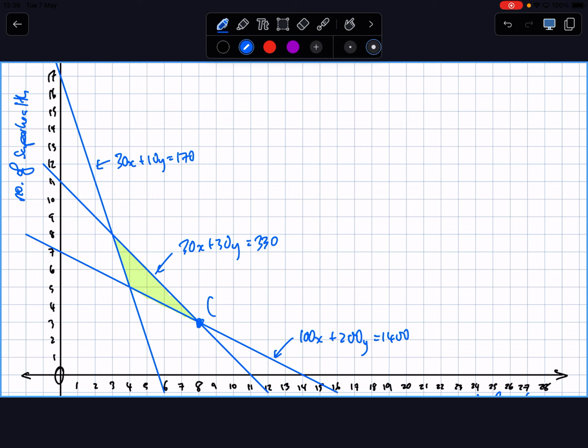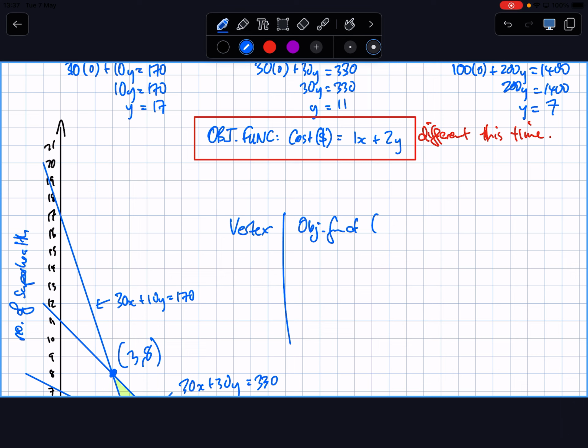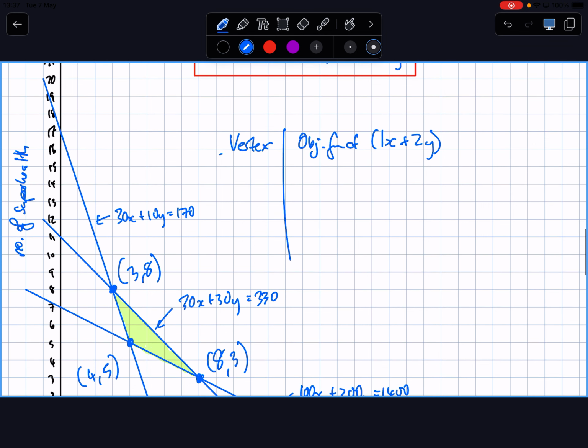So what are the coordinates of this vertex? 8, 3. This vertex, someone else please. Yep, 4, 5. And then this one here. 3, 8. So at this point, what do I draw up? Something with 2 columns. So the table, what's on the left? Vertex. What's on the right? Objective function. And what was the objective function now that it's on clearance? It's slightly cheaper. Now it's 1x plus 2y is the cost of purchasing these things.